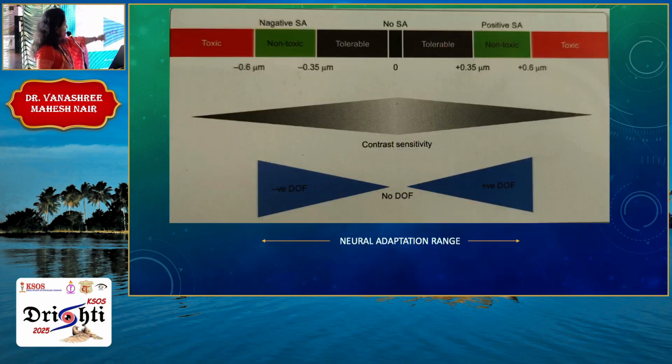So this range of minus 0.6 to plus 0.35 is the neural adaptation range, which this spherical aberration is actually going to help to keep the image clear for near, giving a depth of perception.